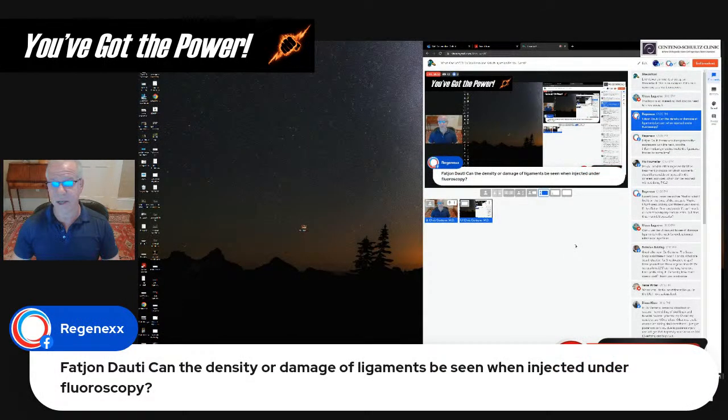Regenix, can the density or damage of ligaments be seen when injected under fluoroscopy? Yes, in fact, both injection under fluoroscopy and ultrasound shows us how strong the ligament is or isn't. So for instance, in a strong ligament or tendon, when you inject on either one, the injection slowly moves through the very tight fibers. But when the ligament is really damaged, you'll see it flow very quickly through because there are many small tears within that structure.